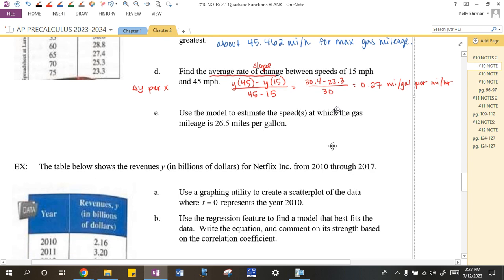Use the model to estimate the speed or speeds at which the gas mileage is 26.5 miles per gallon. So this would be a calculator problem, right? Because we're using regression. You would need to show that you're setting your model equal to 26.5.